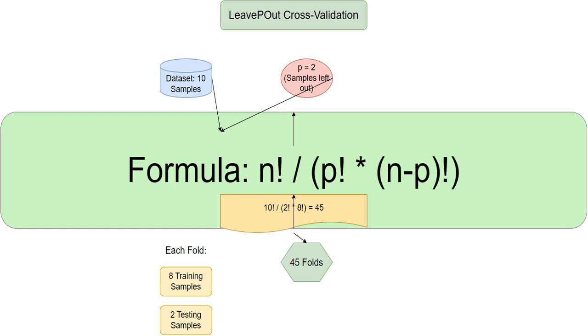This formula calculates the number of combinations of choosing P items from a set of N items without replacement or considering order. It's used here to find the number of folds. N! means N factorial: N times N minus 1, times N minus 2, and so on down to 1. For example, 3! equals 3 times 2 times 1 equals 6.